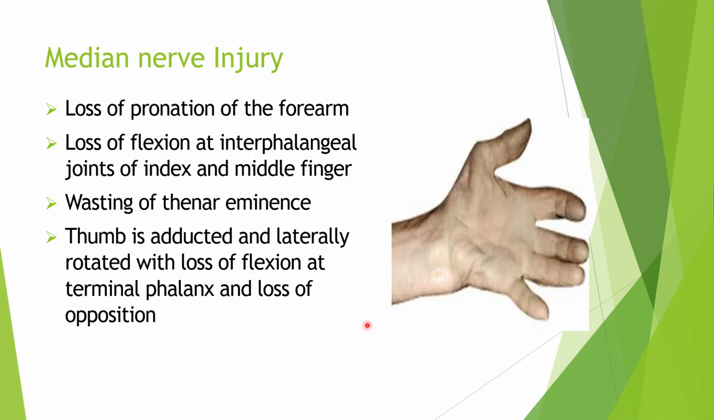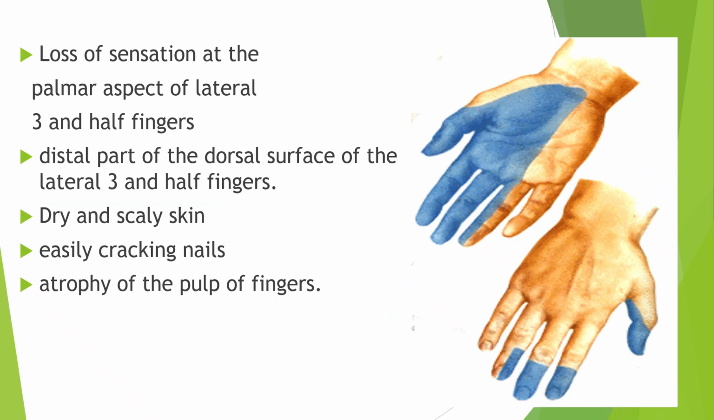What happens if the median nerve is damaged? Loss of pronation of the forearm, loss of flexion at the interphalangeal joints of the index and the middle finger, wasting of the thenar eminence, thumb is adducted and laterally rotated with loss of flexion at the terminal phalanx and loss of opposition. The damage to the median nerve can occur due to the supracondylar fracture, compression through the pronator teres, etc.